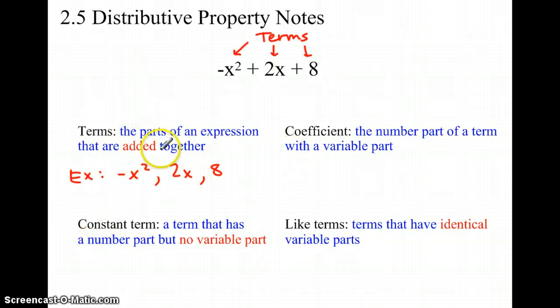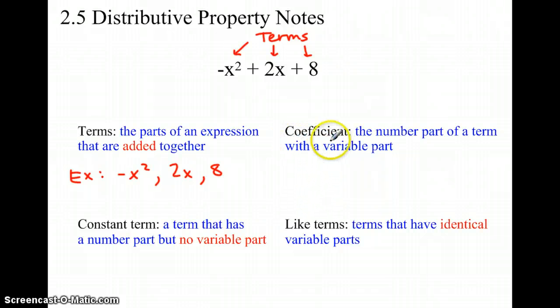Notice that I have highlighted in the definition the word added. It's important that we are going to be adding them because as we talk about distributing negatives and looking at negative numbers, it may be helpful for those of you that use same, change to rewrite these expressions as addition.